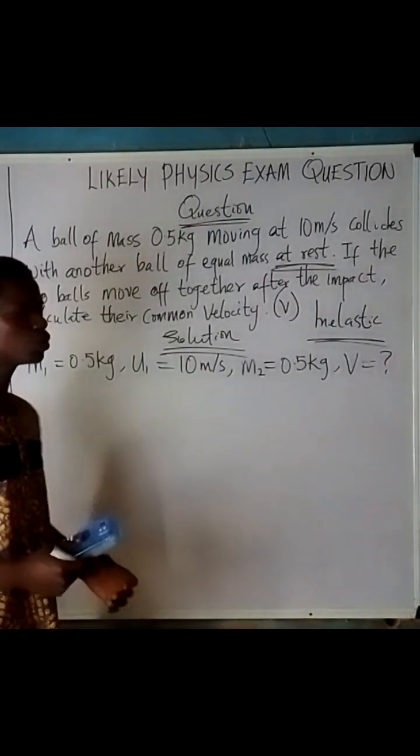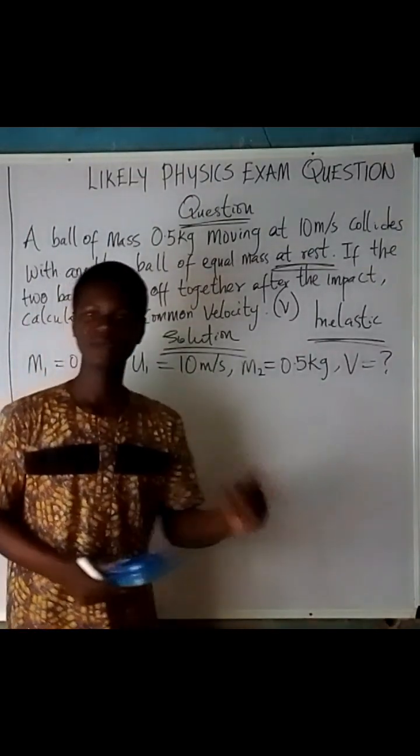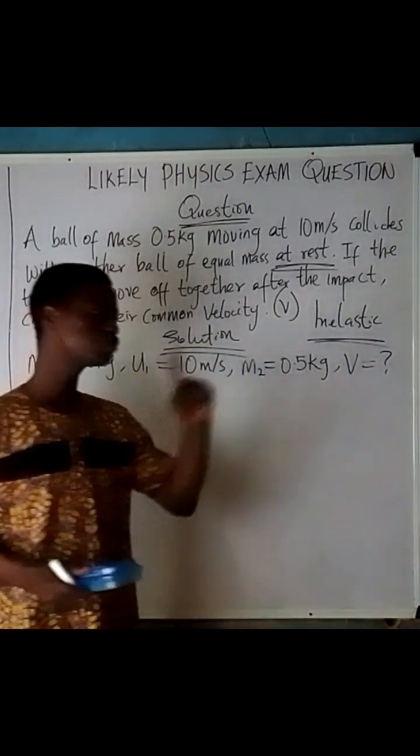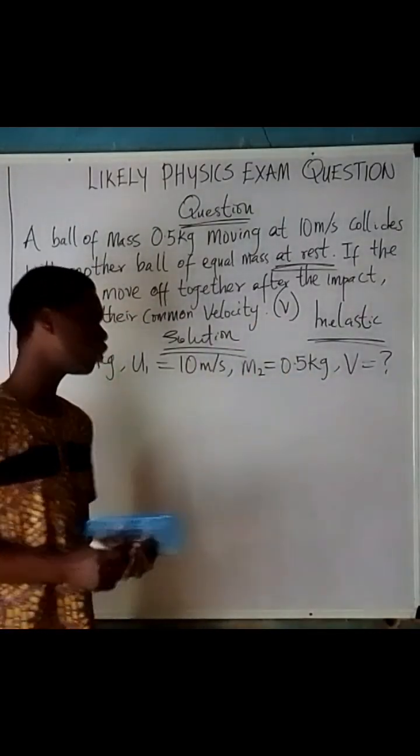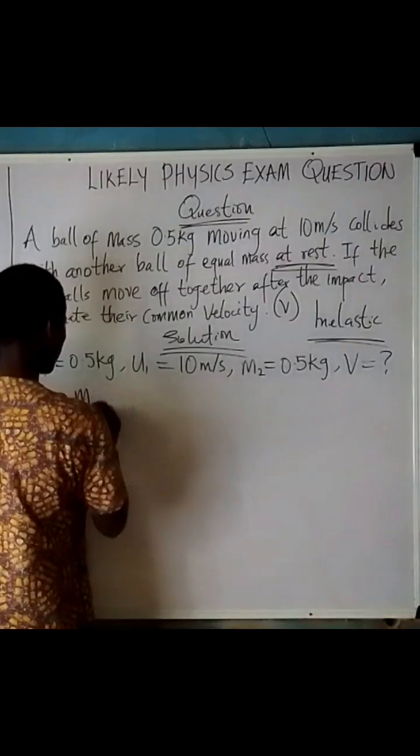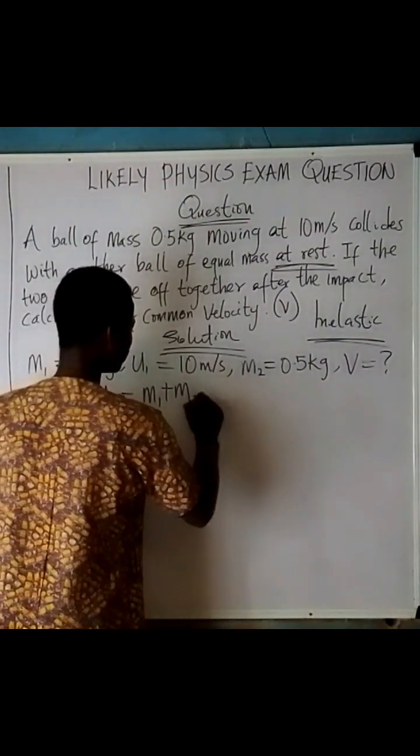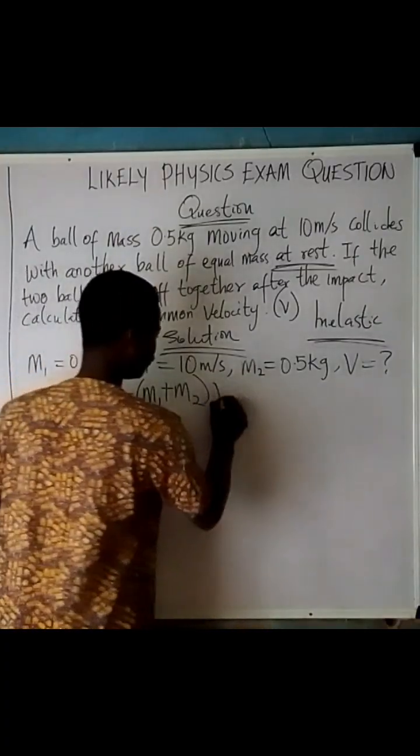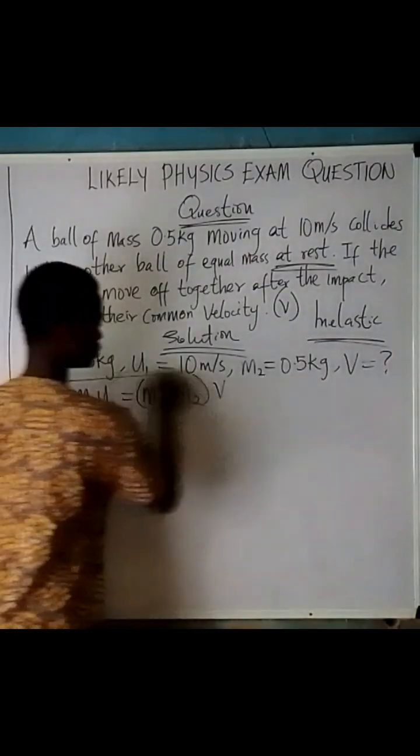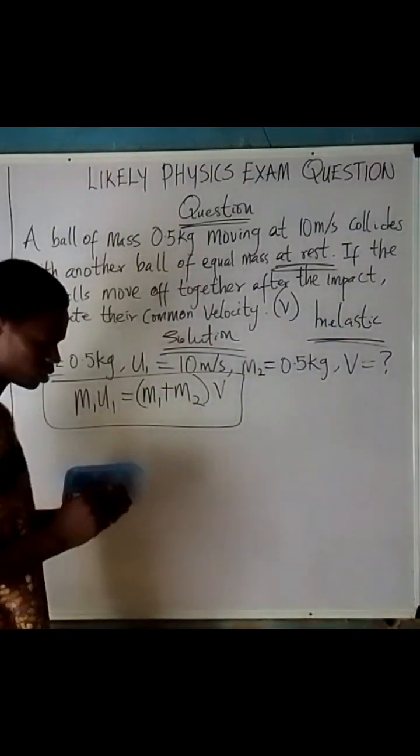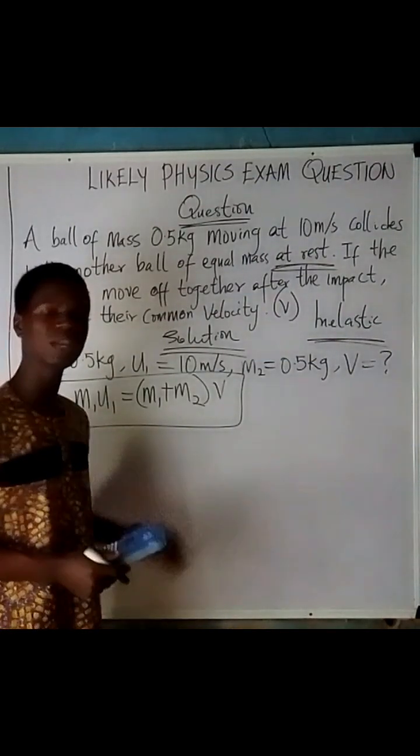Now, what formula do you think we can use to solve this question? Because they said two balls collided and moved together, and also because only one ball was initially moving, the formula we will use is M1U1 equals M1 plus M2 in brackets, then times V. And like we know, V is going to be our final velocity, so we'll put this in a rectangle just to highlight it. Basically, this is the formula we are going to be working with.